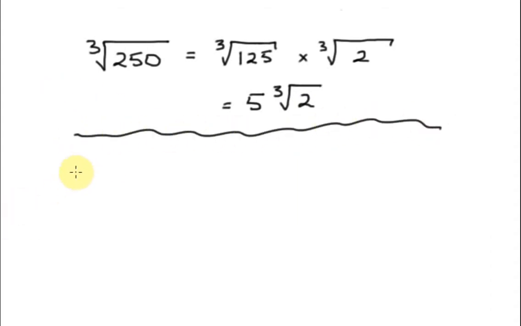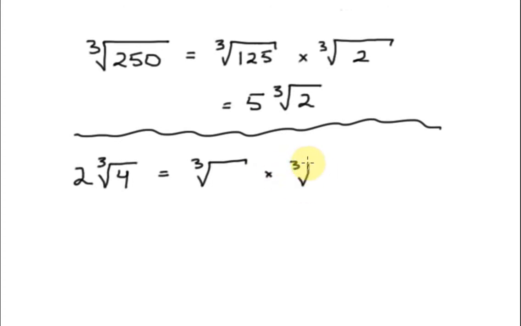Now, what if we had to go the other way? And we had something like this: 2 times the cube root of 4. And we want to write this as an entire radical. Okay, well, here's what you do. We're dealing with cube roots.